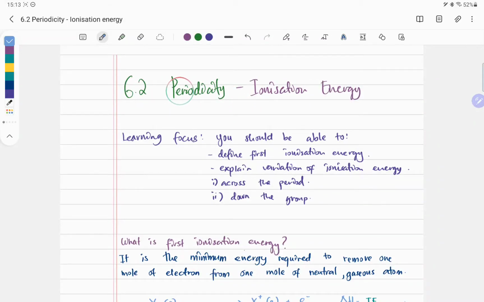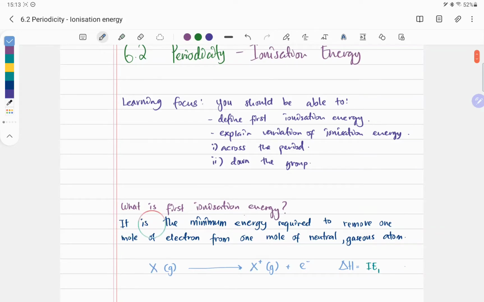Hello everyone, so in this video we are going into the last part of 6.2 periodicity, which is ionization energy. In this video we are going to focus on the definition of first ionization energy, and we should explain the variation of ionization energy across the period and down the group. Before we start, let's have a look at what first ionization energy is.